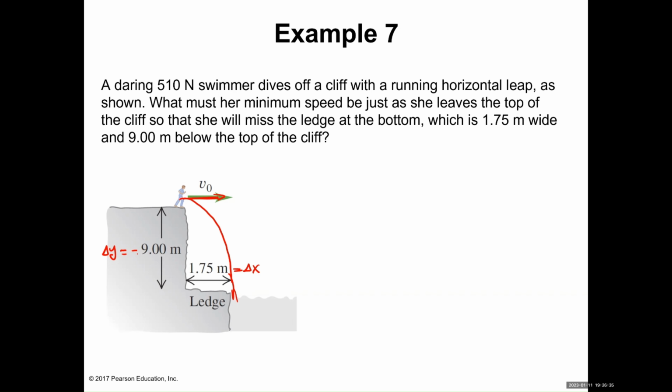Also, we're told that this is a 510 Newton swimmer. But here's the thing: sometimes you might be given information that you don't really need, and this is one of those examples. We don't need that information at all. It just tells us how heavy this person is. Who cares for this particular problem? It doesn't matter at all.